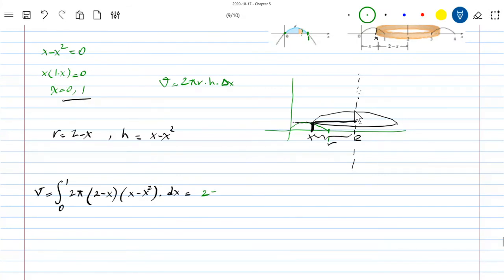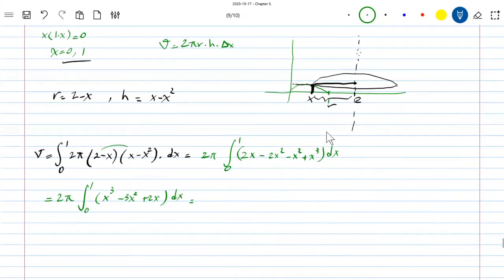Okay, so keep the 2 pi and distribute the 2 minus x. Let's see what we get: 2x minus 2x squared minus x squared plus x cubed, dx. We can simplify it a bit more, so let's do that. From 0 to 1, I'm going to put them in order: x cubed minus 3x squared plus 2x, dx. And what is this integral?